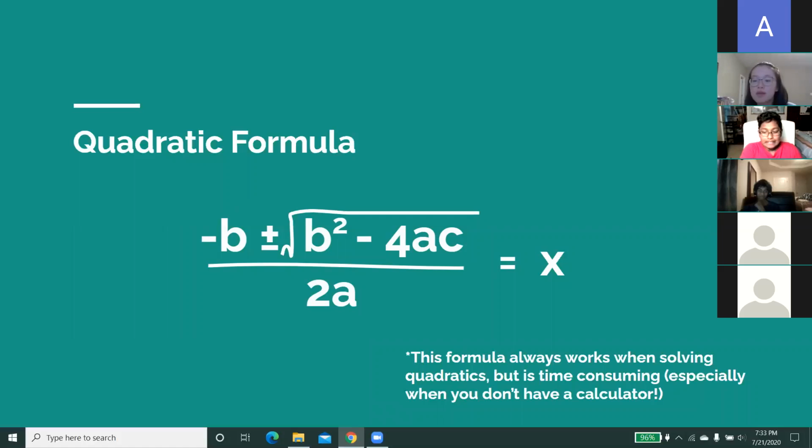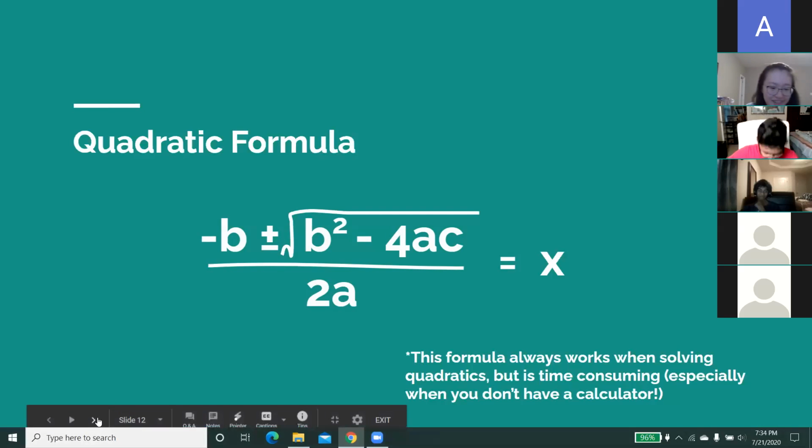This formula will always work when you're solving a quadratic, but it's really time consuming, especially when you get lots of big numbers or really long decimals. So it's really nice to know, but it's not as helpful if you don't have a calculator. Okay, let's move on.